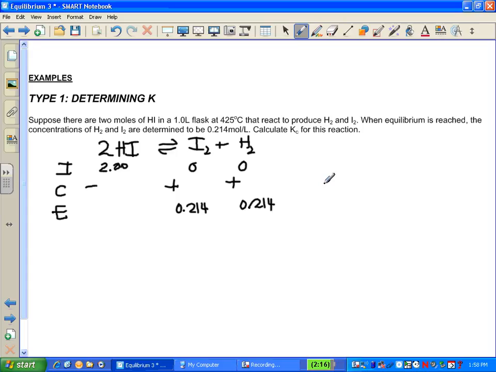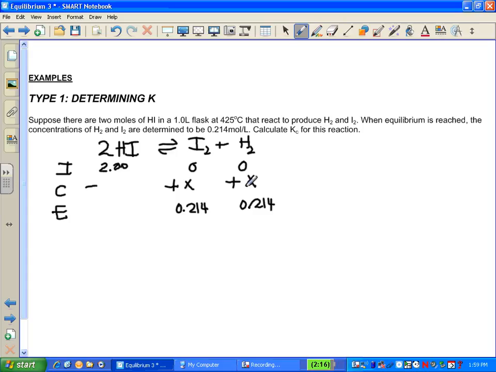Now I said that we'd like to put it in terms of x, reflective of the stoichiometry. So the change for I2, because it has a coefficient of 1, is going to be x. So it's going to increase by a value of x, while the H2, having a coefficient of 1, is going to increase by the same x as well.